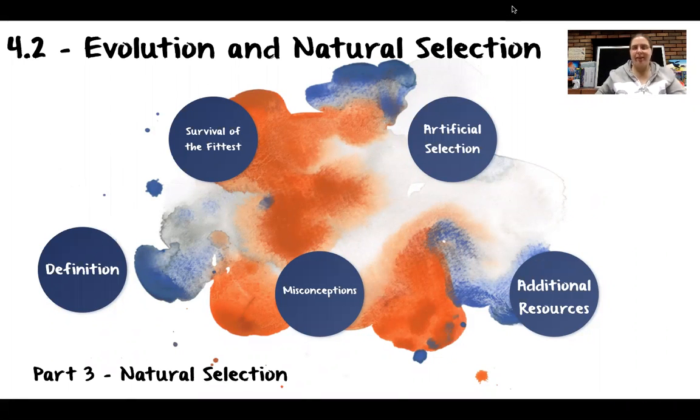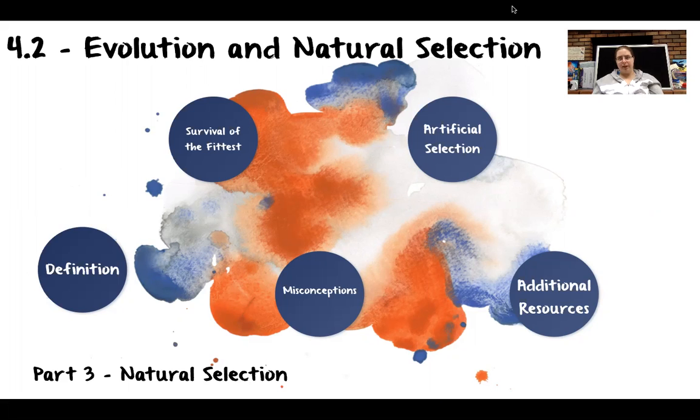Here we are with Unit 4.2, Evolution and Natural Selection. So we're continuing right along with Section 3, which is on natural selection. As a review, in Part 1, we talked about what evolution is, how it's change over time that leads to new species. We talked about Darwin's journey, how he traveled on the HMS Beagle collecting data around South America and the Galapagos Islands, and published a book on the origin of species that outlined his 5 key observations and led to the theory of evolution.